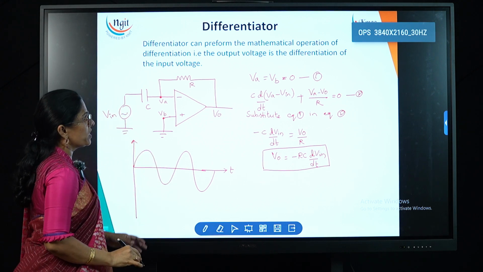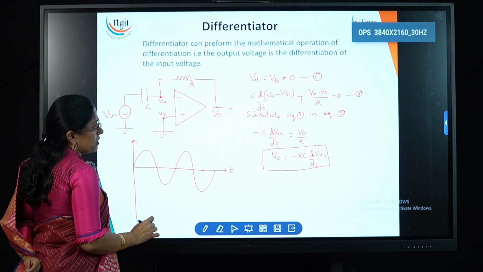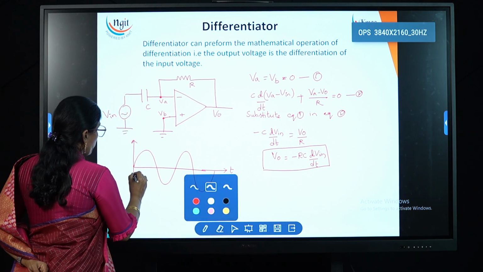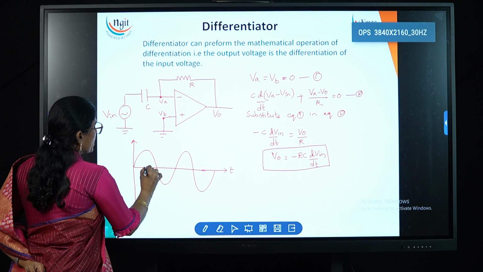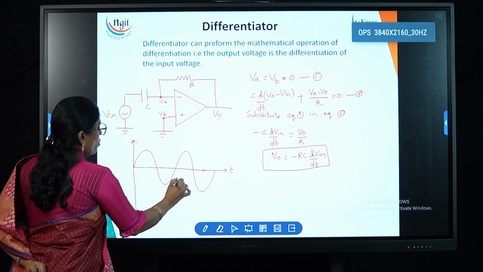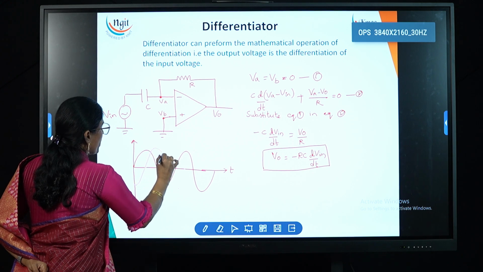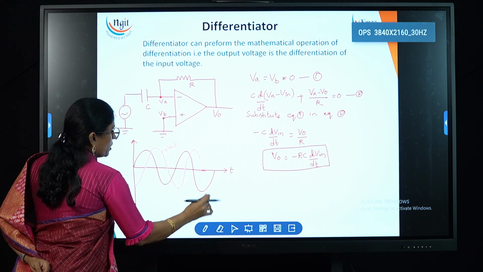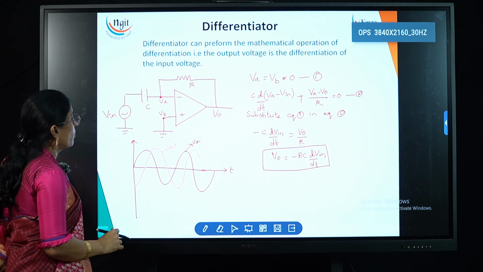then what is the differentiation of sine? The differentiation of sine is nothing but cos, and here a minus sign is there, so we get the minus cos. Now here I am writing, for 0 we get minus maximum, for maximum we get 0, and again for 0, for 180 degrees, we get the plus maximum, 0, minus maximum, plus maximum. If we join all these points, then we get the cos waveform. So this is the output, V out, and this is the V in. So this is about the sine wave.